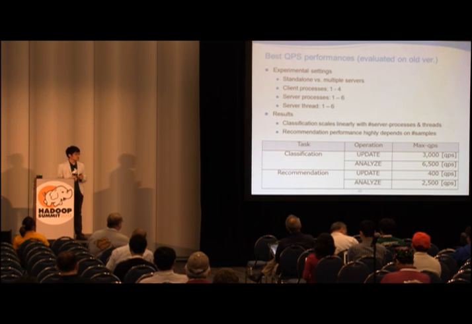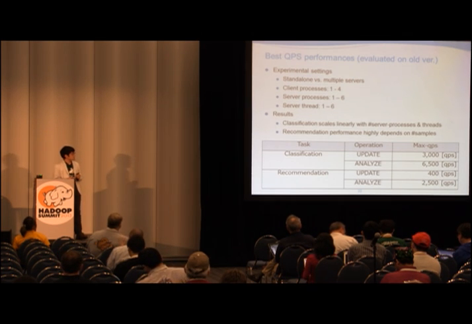On the other hand, in the bottom line, the recommendation performance highly depends on the ever-coming samples, because recommendation is based on nearest neighbor, and nearest neighbor does not scale well to the number of samples. But the QPS is still impressive, I think.